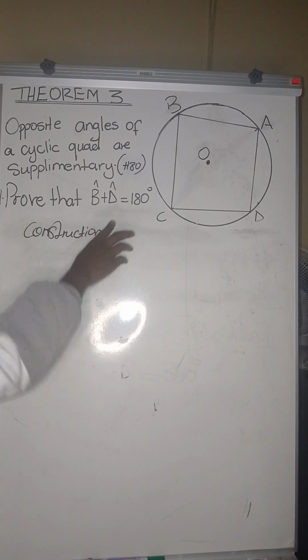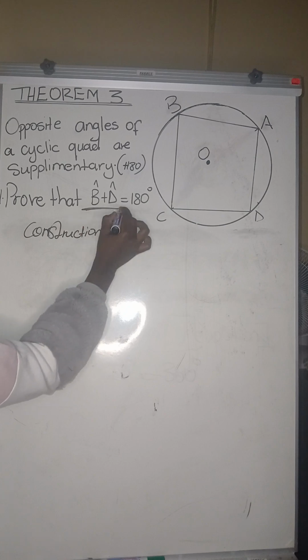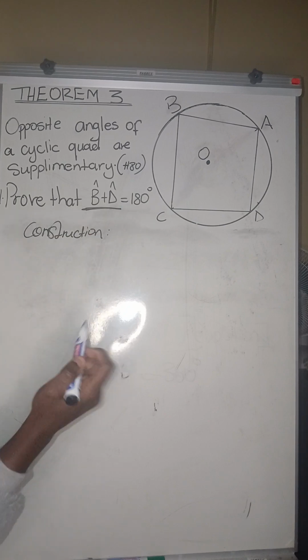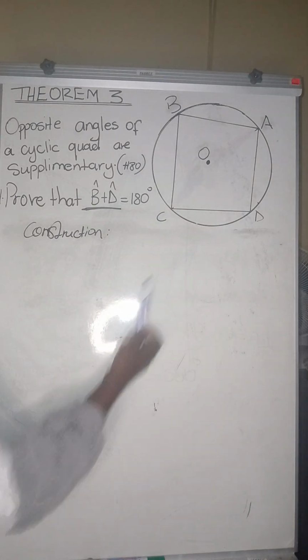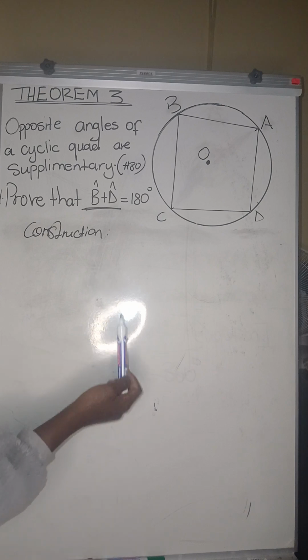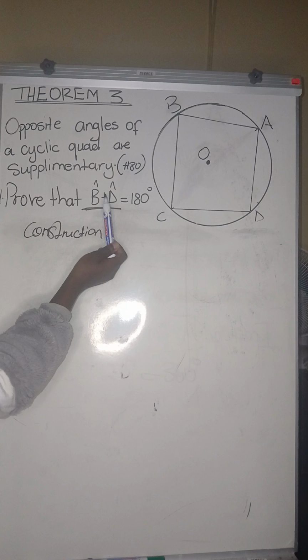So let's go to the construction. Listen to me very attentively. When we construct, we do not touch the angles that were mentioned here. If you construct and you touch these angles, which are B and D, you have ruined everything. You won't get the right answer. So in order to construct the right thing, you construct angles that were not mentioned in the statement we were required to prove.